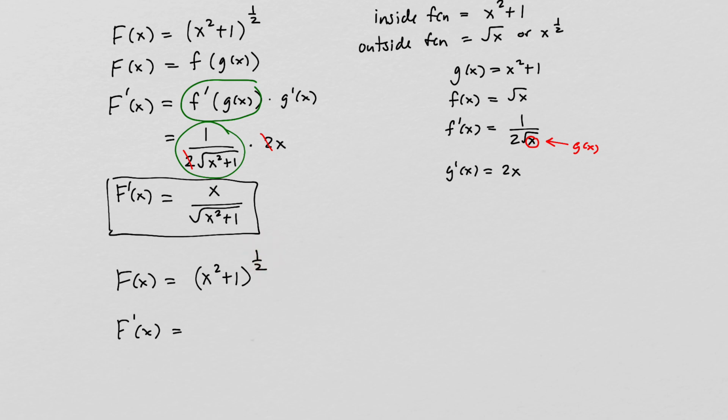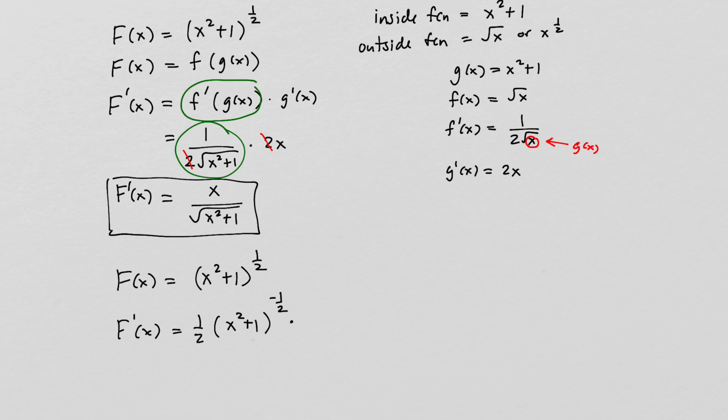The outside function is a power. So we are going to use the power rule, which says that we're going to bring down the 1/2 power. Whatever was inside the parentheses is now going to be raised to the negative 1/2 power. And this is because the power rule states that you have to subtract 1 from the power. But whatever was inside the parentheses before is still inside the parentheses. So this is the derivative of the outside function evaluated at the inside function.